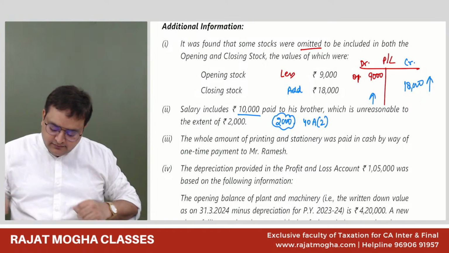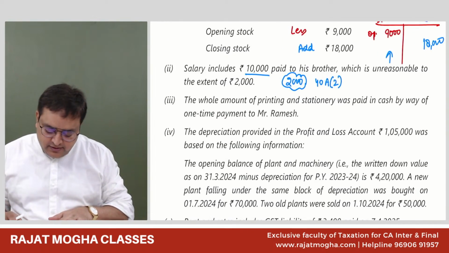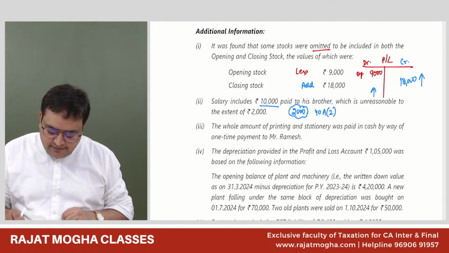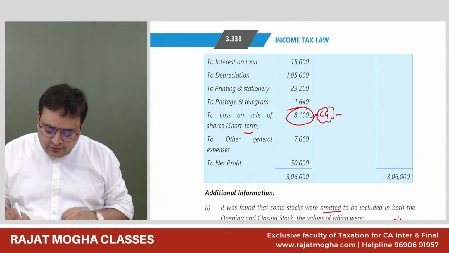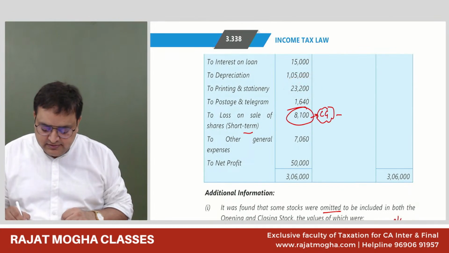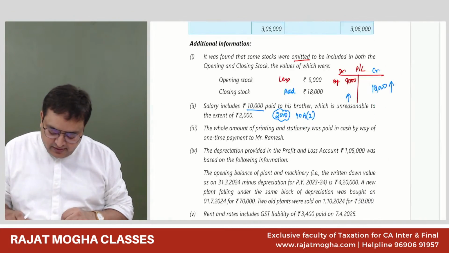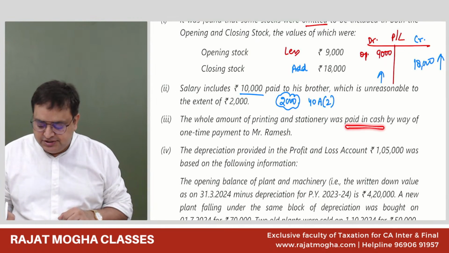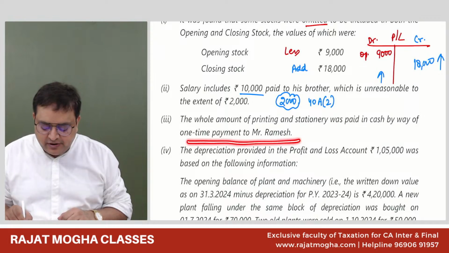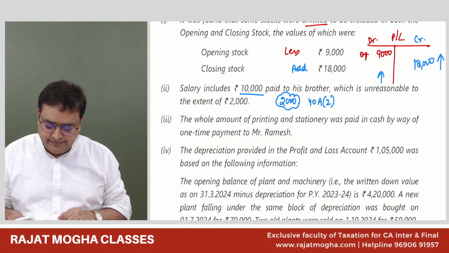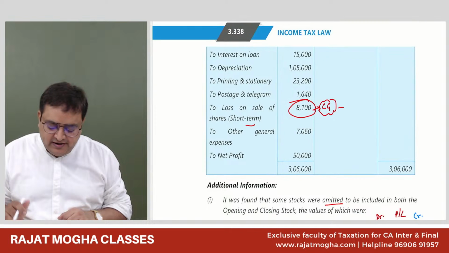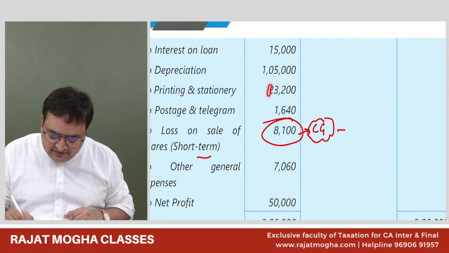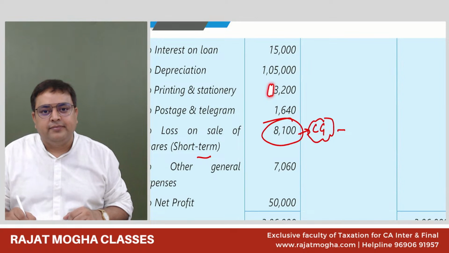Third, the whole amount of printing and stationery. Printing and stationery was 23,200. The whole amount was paid in cash by way of one-time payment to Ramesh. Tell me what you will do. Disallow it, sir. You will disallow. Please tell me, if this would have been just 3,200, allow.